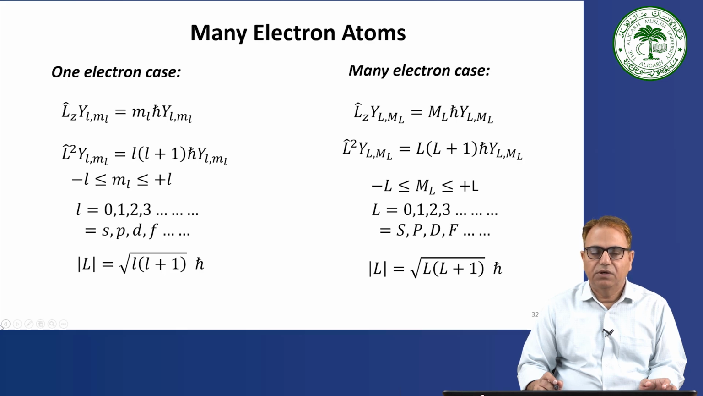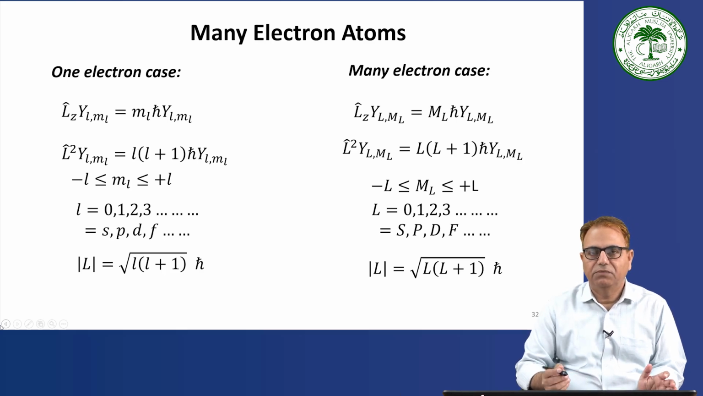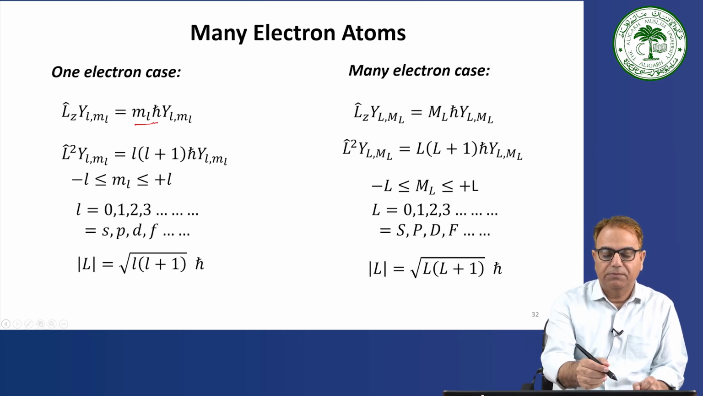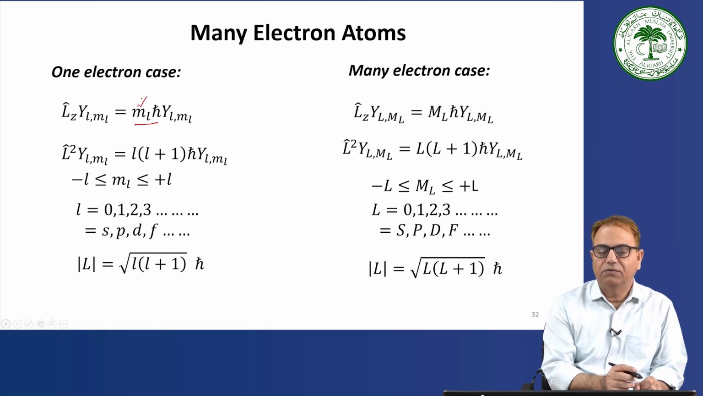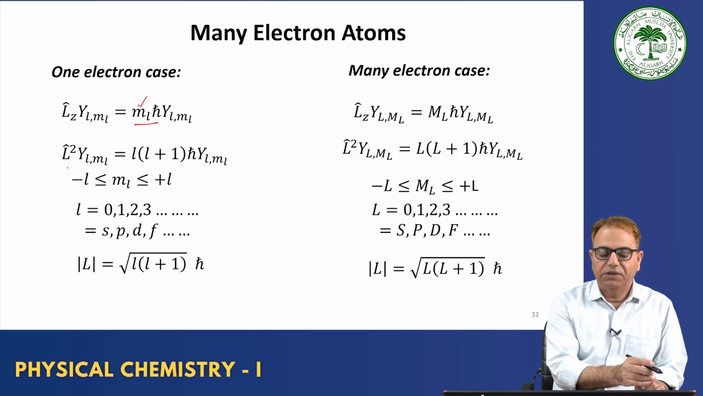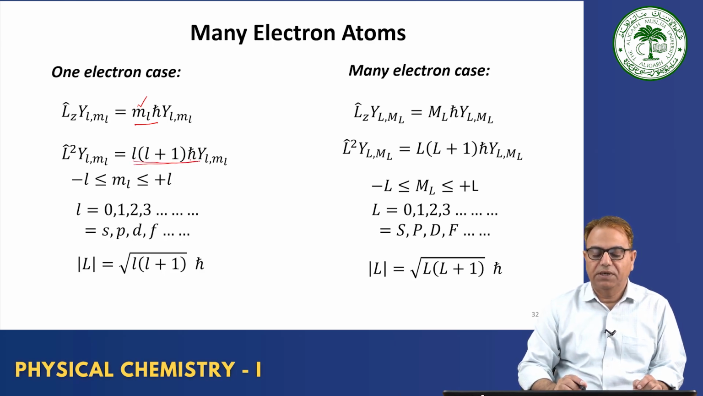If you have one electron and you operate with the Lz operator on a function Ylm, where Ylm is the spherical harmonics, then the eigenvalue you get is ml h cross. This ml is the magnetic quantum number. Somewhere I've written m, somewhere ml, so don't get confused. And if you operate with the L square operator, the square of the total orbital angular momentum, the eigenvalue you get is L into L plus 1 h cross square.